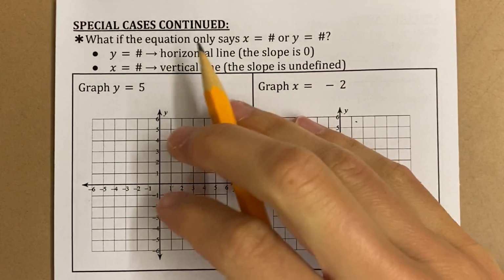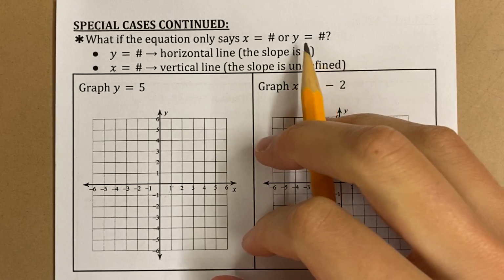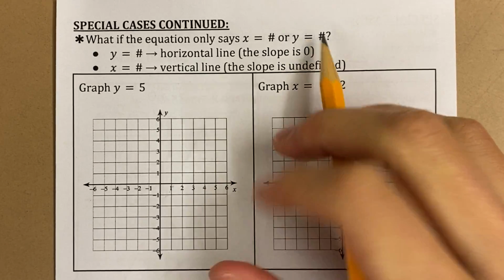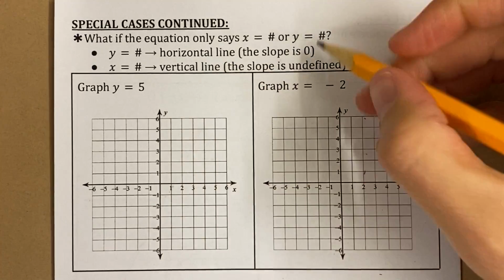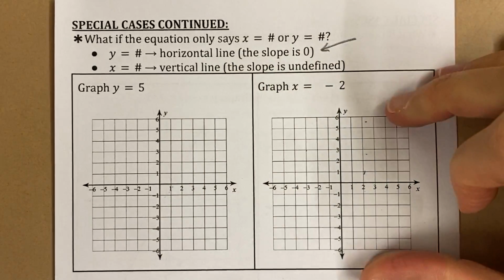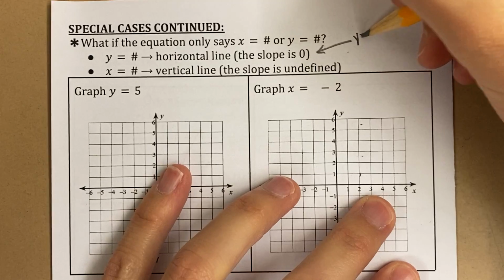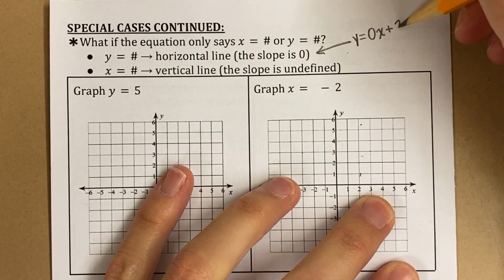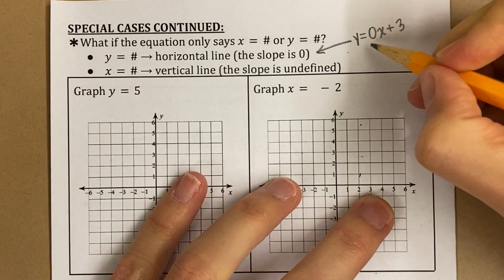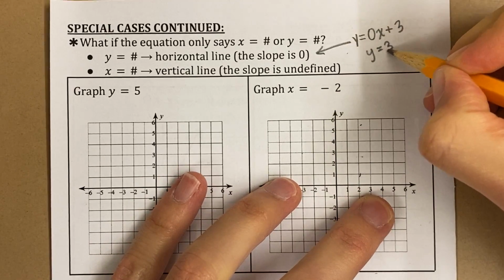Sometimes we get an equation and it just says x equals a number or y equals a number, okay? Now, if it says y equals a number, that's a horizontal line. The slope is 0. This kind of fits into what we've been talking about, right? This is just like if I have, for example, 0x plus 3. I wouldn't write the 0x. I would just write it as y equals 3.